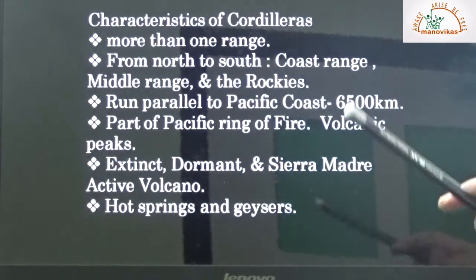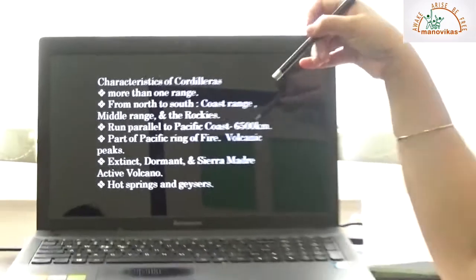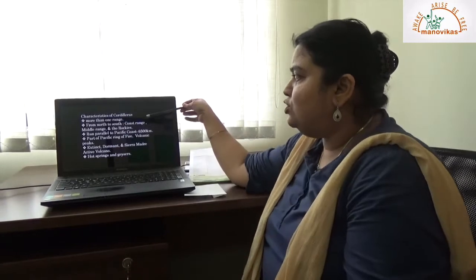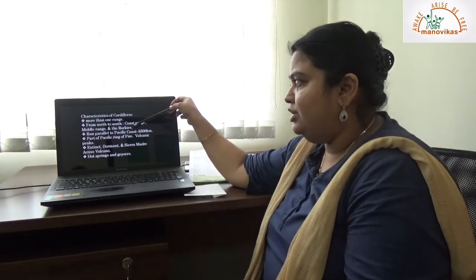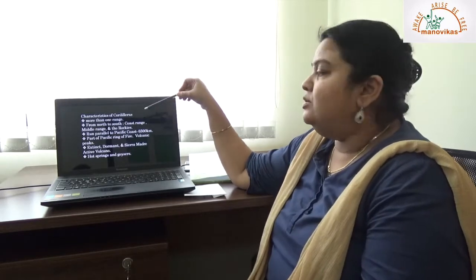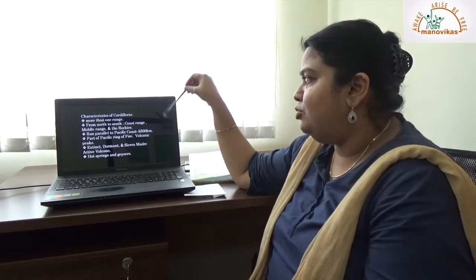Okay, characteristics of Cordillera, that is your Western Cordillera. These mountains include more than one range, so there are n number of ranges parallel to each other, and they are running from north to south. That includes your Coast Range, Middle Range and Rockies. They are almost parallel to the Pacific coast, and lengthwise they are extending up to 6,500 kilometers.